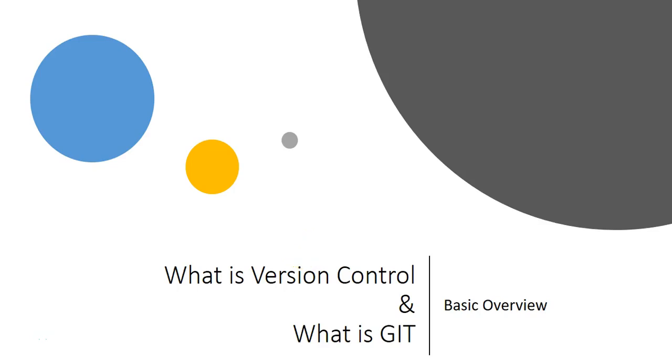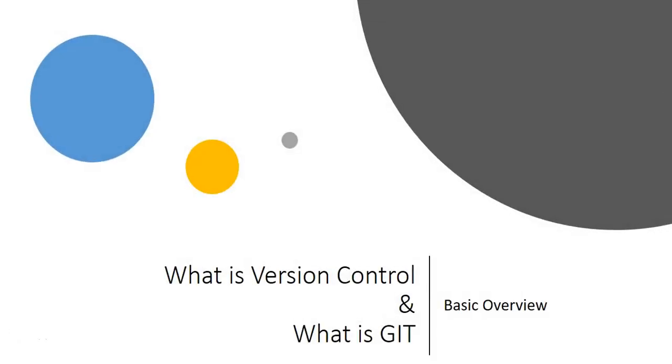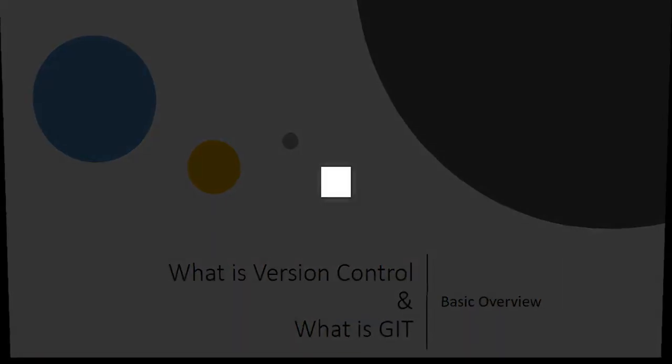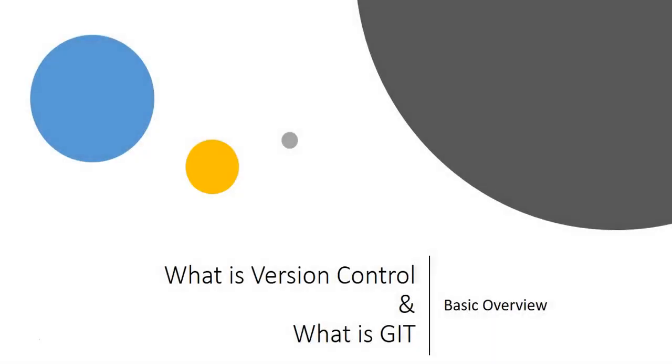Hi, my name is Ashish, and this is the third video in the DevOps for Cloud Computing series that we are running these days. Okay, so in this video, we will cover what is version control and what is Git.